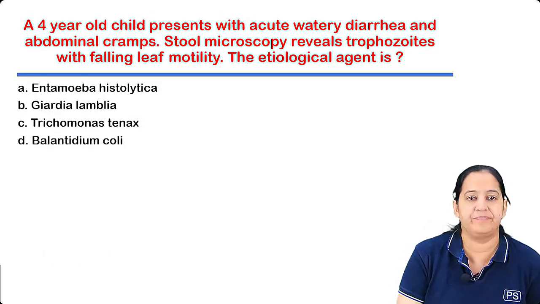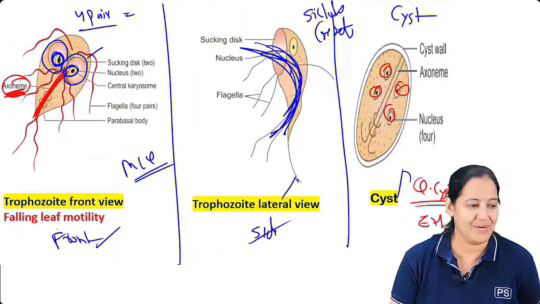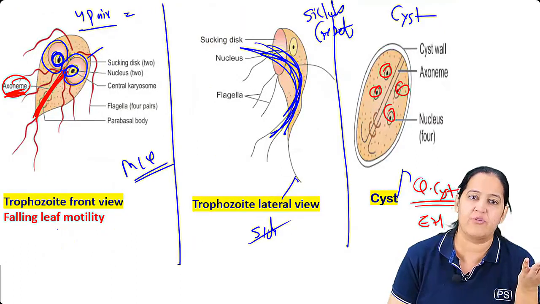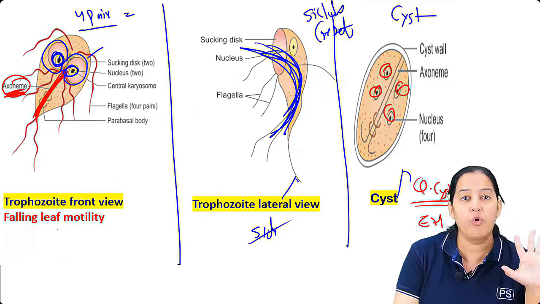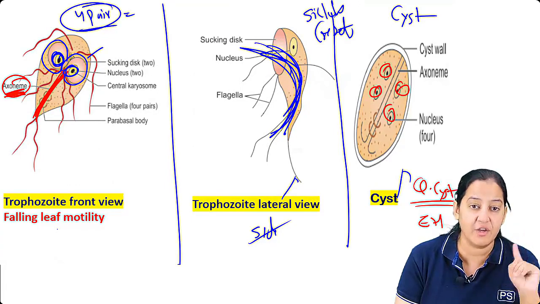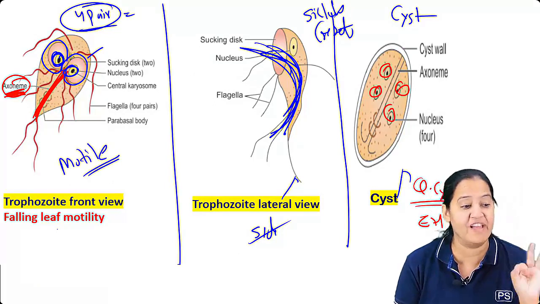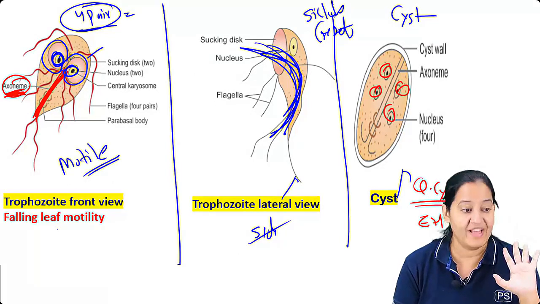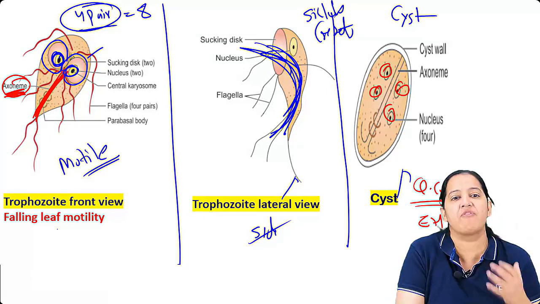Read the question. Yeah, I forgot to tell you one thing. I remembered after giving the question. Please write, or I don't know if it is written or not. If it is not written, please write. Trophozoite is having how many pairs of flagella? 4 pairs. Because of the 4 pairs of flagella, you must ask me, ma'am, is it motile? Yes, of course. Whoever has flagella, that can move. So flagella is the organ of locomotion. It is having 4 pairs, 8 flagella. So of course it is motile.